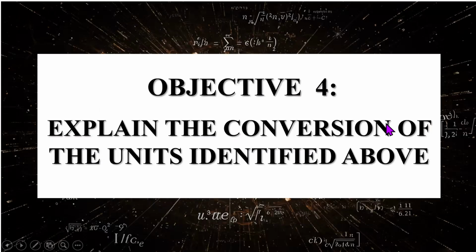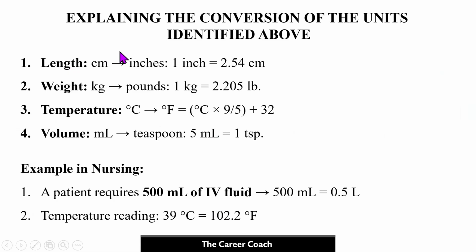Objective 4. To explain the conversion of the units we have identified. The first one is length. If you want to convert from centimeter to inches, you must understand that 1 inch is equal to 2.54 centimeters. Weight is in kg. To convert from kg to pounds, you must understand that 1 kg is equal to 2.205 pounds. For temperature, to convert from Celsius to Fahrenheit, this is the formula for you to use. Degree Fahrenheit equals degree Celsius times 9/5 in bracket plus 32.